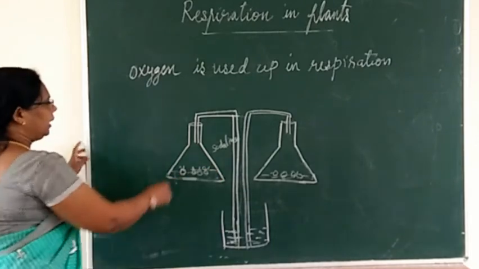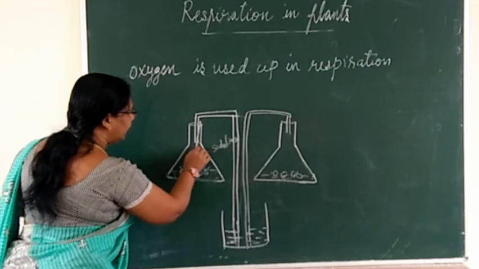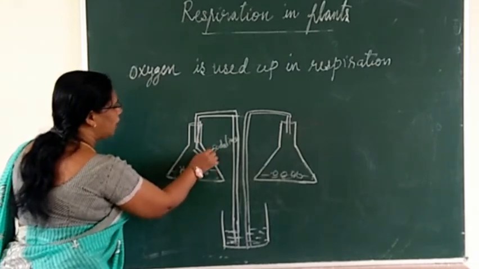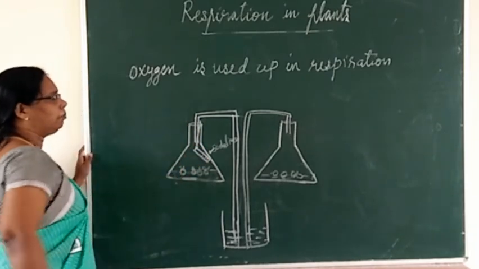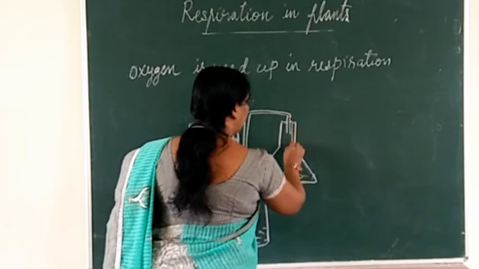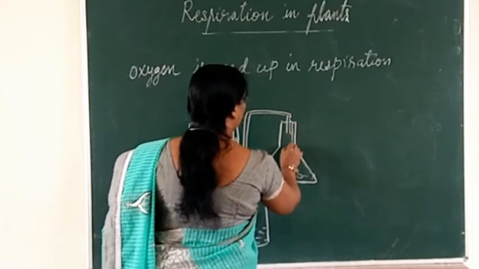Then again here you can see that in each case a test tube is hung, and then you have to keep some soda lime. Here also you have to keep this soda lime hanging in a test tube. What is the function of this soda lime, children?